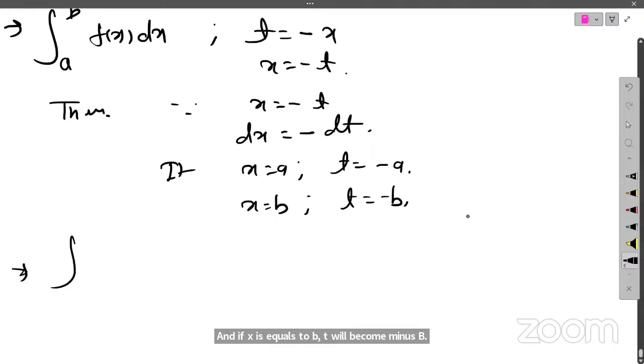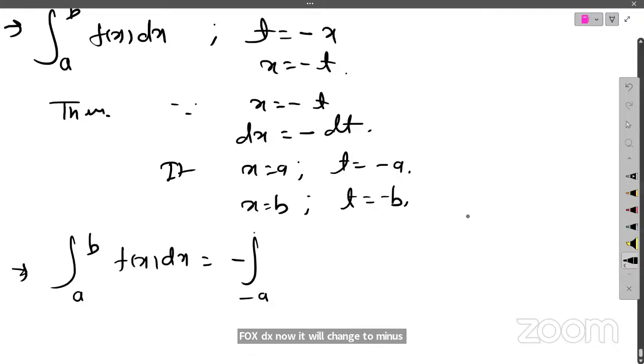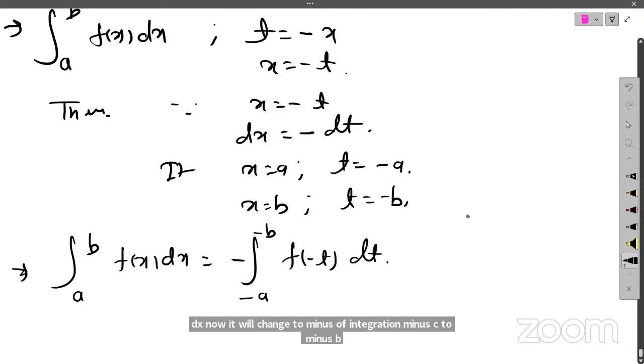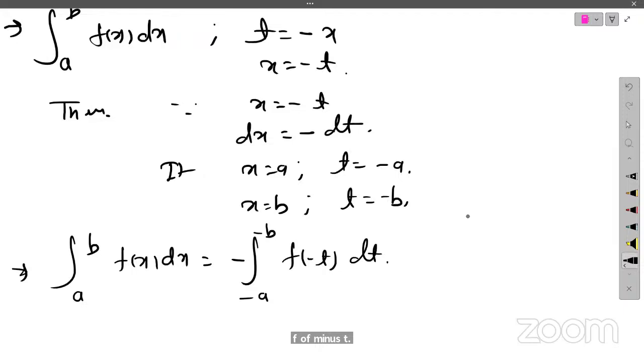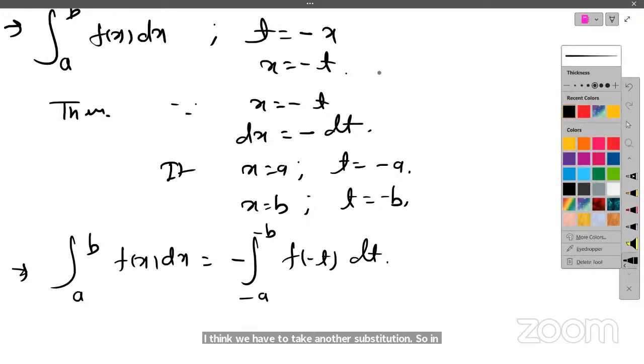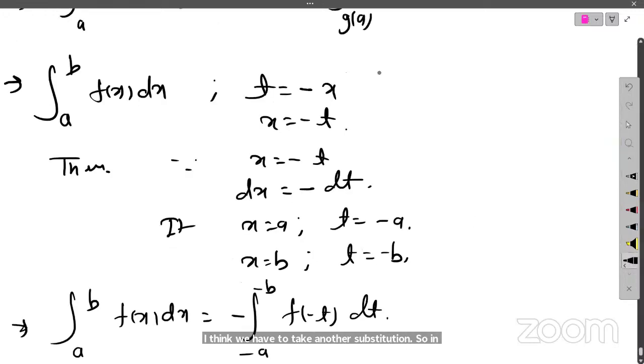So that means this particular integration a to b f of x dx will now change to minus of integration minus a to minus b, f of minus t dt. But we want to change it from a to b. I think we have to take another substitution here. So in place of t, if we take t minus a plus b type of thing here.